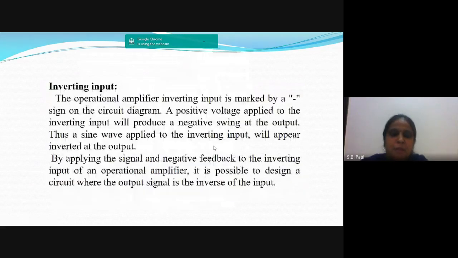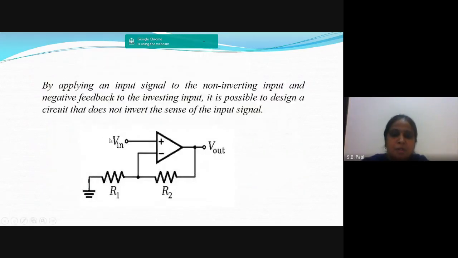That means if you apply a sine wave in this non-inverting terminal, then the form of the sine wave remains the same. Only the wave is amplified.